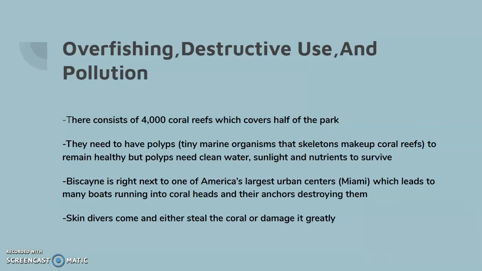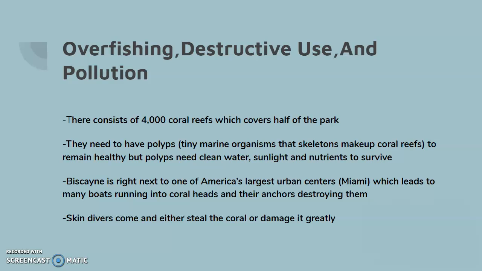So the problem is overfishing, destructive use, and pollution. So this isn't completely done yet because this is of course the draft. But there are 4,000 coral reefs, which cover half of the park itself. They need to have polyps, which are tiny marine organisms whose skeletons make up coral reefs. So basically, their skeletons are made up of calcium, and it's on the outside of them. And when they die, their skeletons become part of the coral, and it starts to build up.